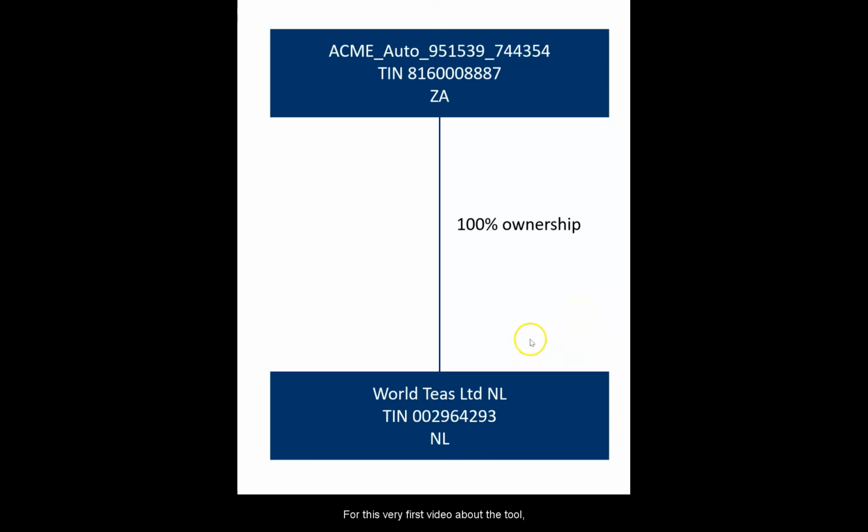For this very first video about the tool, we're going to start with a very simple scenario. We've got a South African ultimate parent called Acme Auto, and it holds 100% of the shares of a Dutch company called World Teas Limited. Let us see how we do a qualifying GloBE information return for this setup, where both companies qualify for the transitional CbCR safe harbor, not being a substance-based income test, but the de minimis or effective tax rate test.